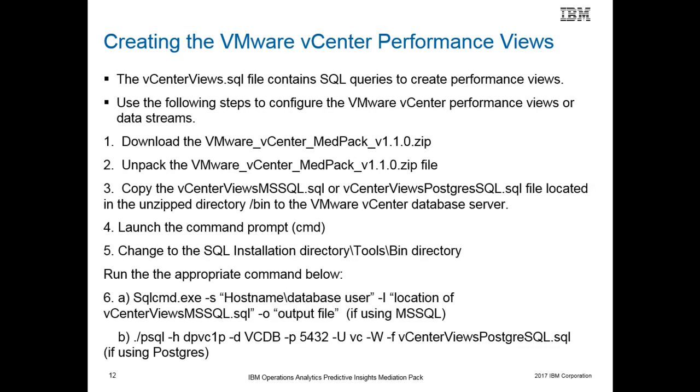This slide shows the steps needed to create the vCenter performance views. The first steps are to download and unpack the vCenter mediation pack. You must then copy the appropriate vCenter views SQL file from the bin directory of the mediation pack and then launch a command prompt to change to the SQL installation directory of tools/bin. Finally, run the command as shown in step 6.